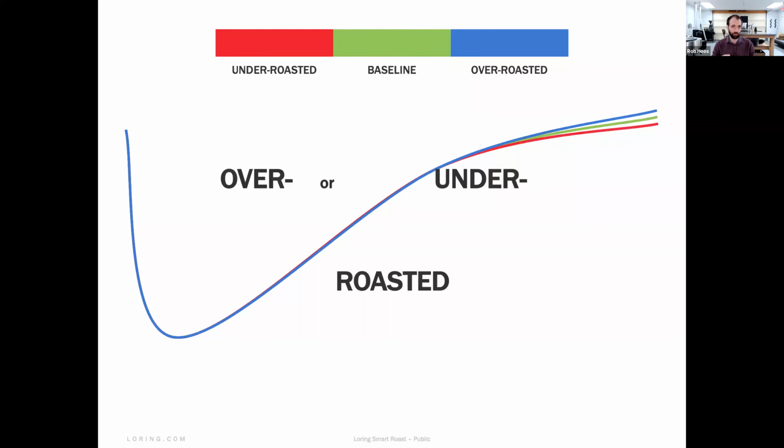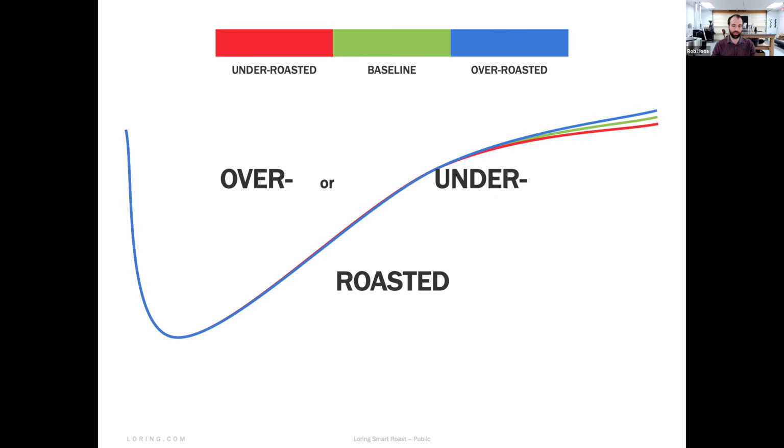Over and under roasted. When we're talking about over roasted or under roasted, what we're really meaning is that the final temperature or the final color is either too dark or too light relative to what we've decided is good. So under roasted ends at a lower temperature, over roasted ends at a higher temperature, but more importantly, over and under roasted end at different colors.